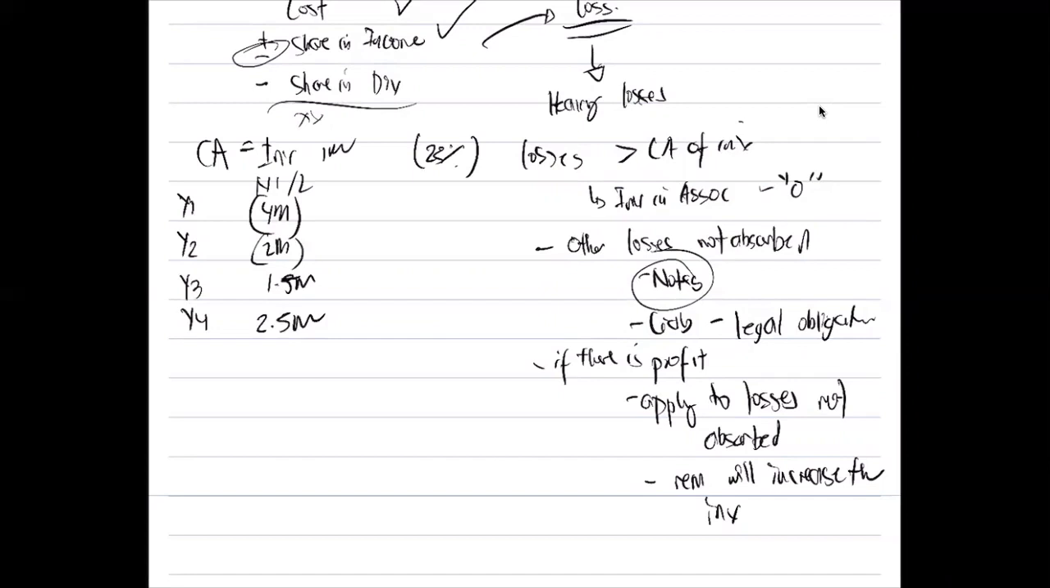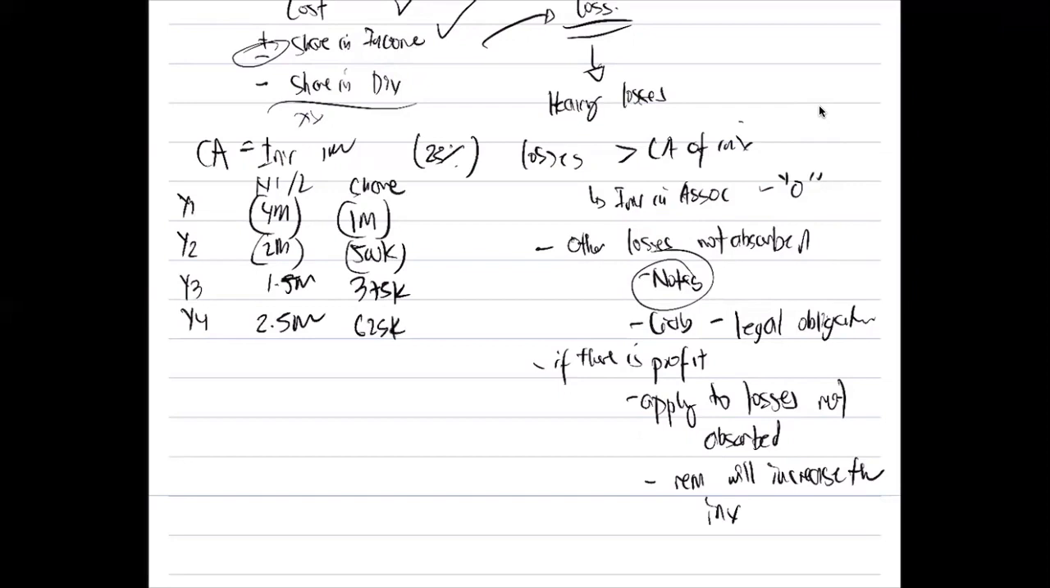Okay, so how much is the share here? 4 million times 25%, so we have here 1 million. 2 million times 25%, we have here 500,000. 1.5 million times 25%, we have here 375,000. And then 2.5 million times 25%, we have 625,000.